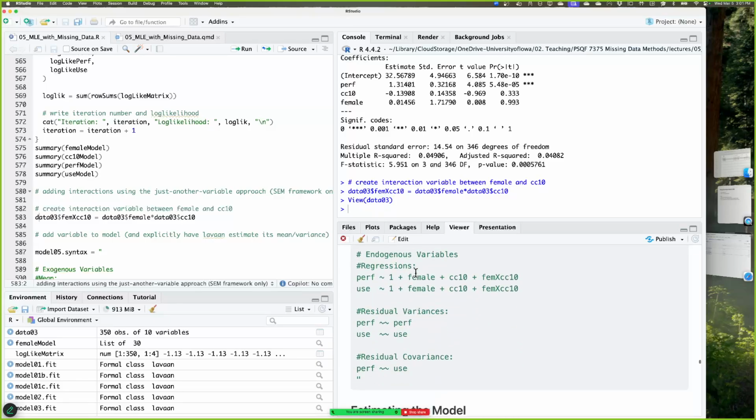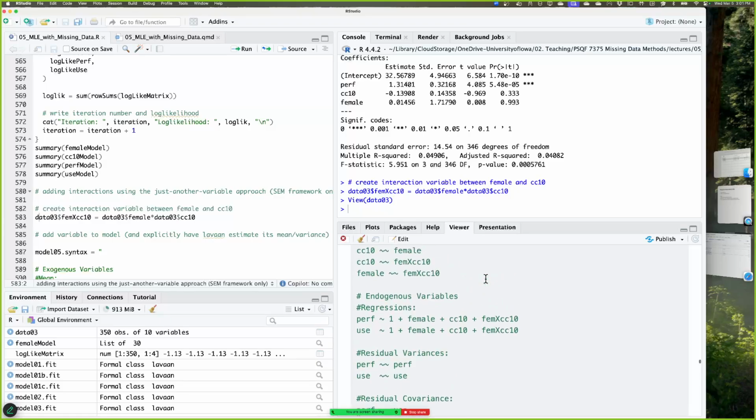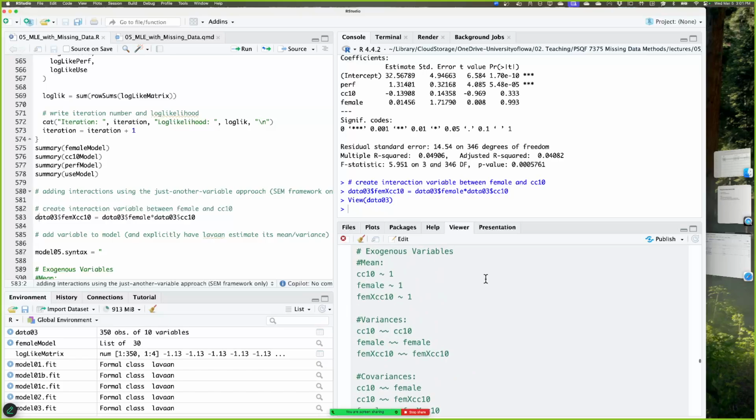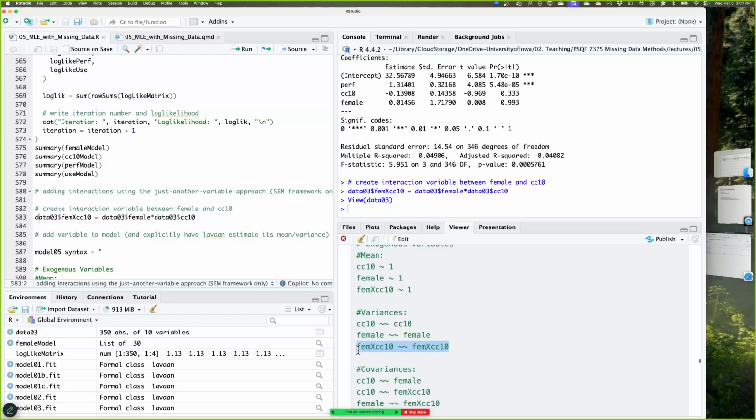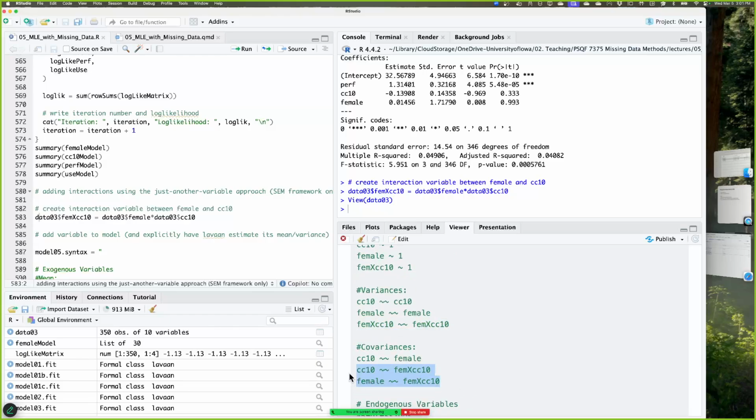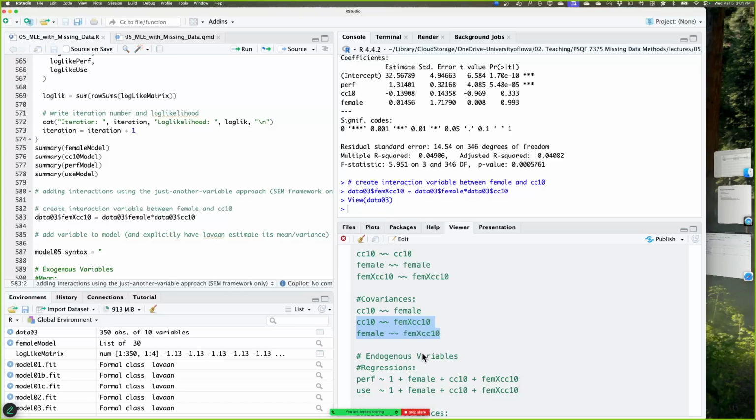So let's start with the regression. Our regression line has the interaction term in it now. And because femxcc10 is in our data, that's no problem. Lavaan will run that. But with it being just another variable, we want to put it in the exogenous variables as well. So we need to give it a mean. We need to have a variance, and then have a covariance with it and the other exogenous variables here, CC10 and female. So it is literally why the name of this approach is called just another variable, because it's as if fem x CC10 were nothing to do with female or CC10. It's just another variable.